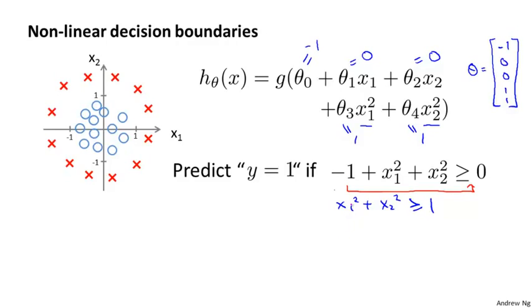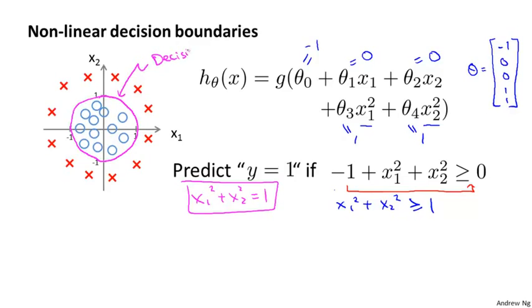Well, if you were to plot the curve for x1 squared plus x2 squared equals 1, some of you will recognize that that is the equation for a circle of radius 1 centered around the origin. So that is my decision boundary. And everything outside the circle, I'm going to predict as y equals 1. So out here is my y equals 1 region. I'm going to predict y equals 1 out here, and inside the circle is where I'll predict y is equal to 0.